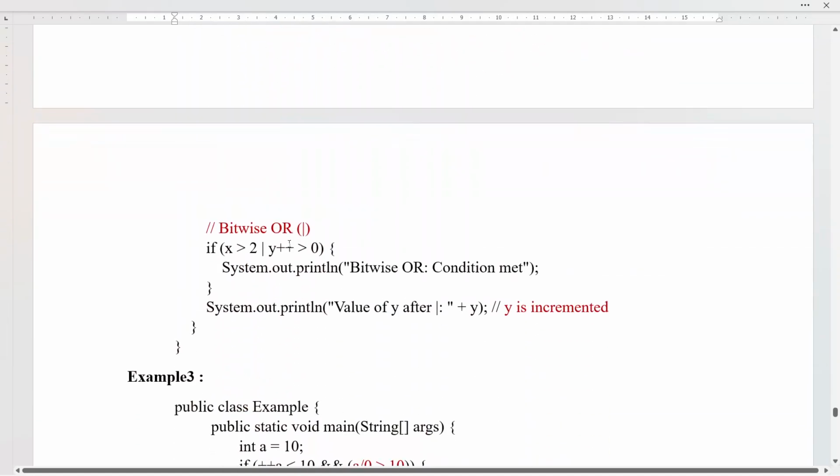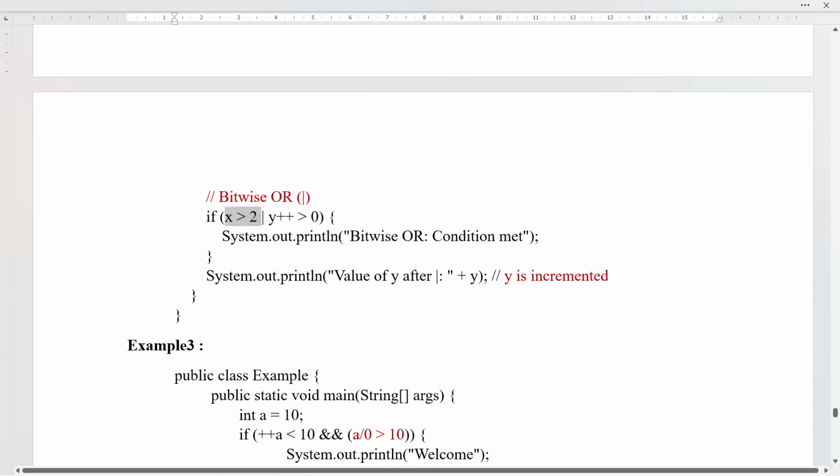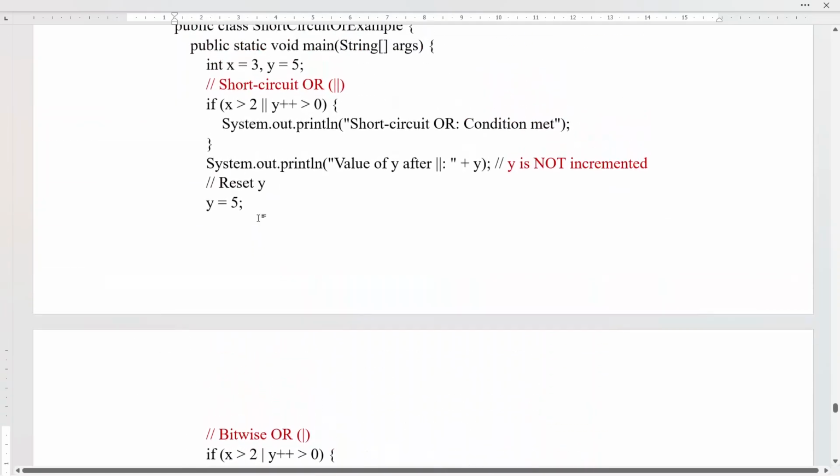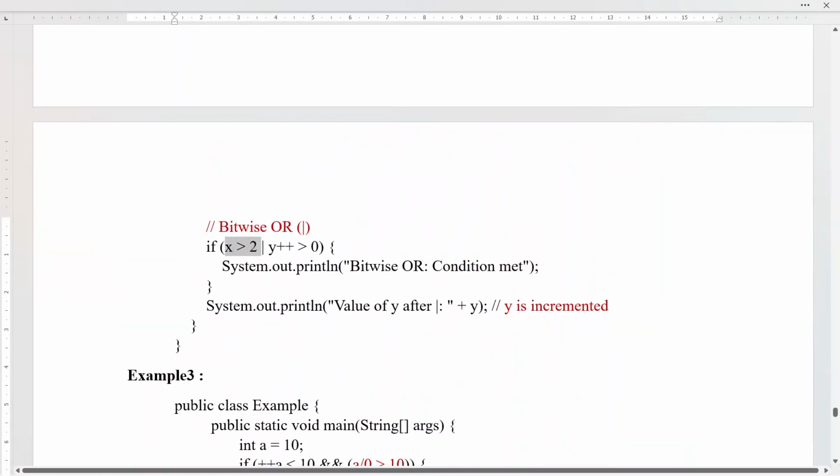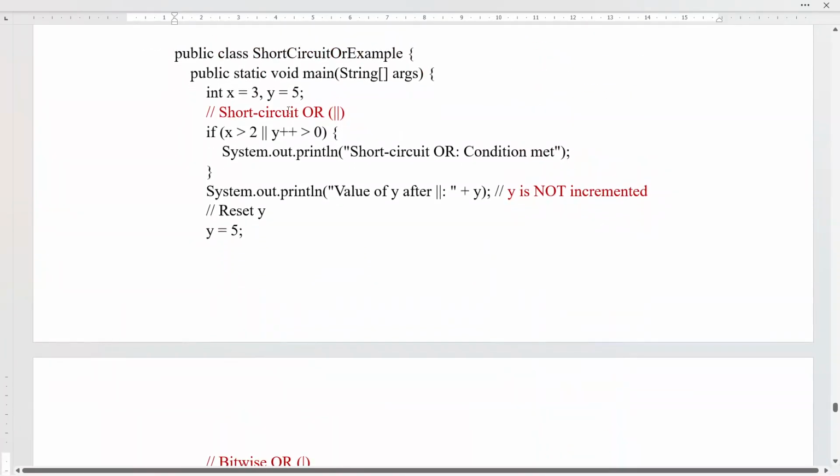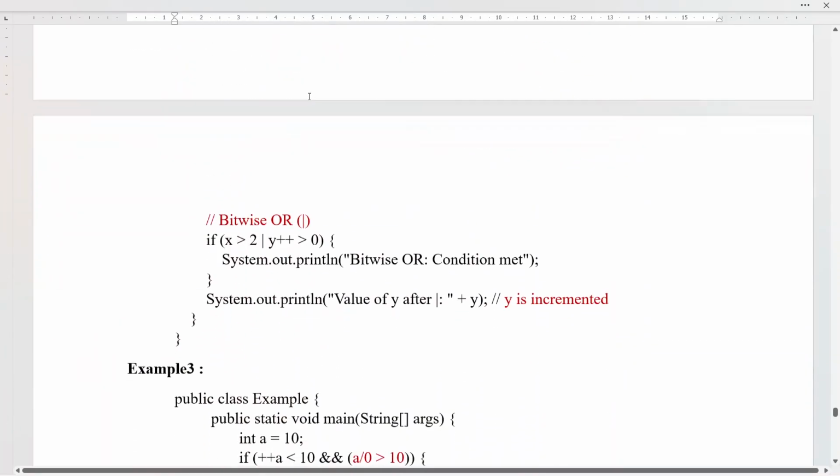But in the case of bitwise OR, x is greater than 2, that is, our x value is 3, so argument 1 is true. Although argument 1 is true, argument 2 is also executed. y++ is executed, so the y value is increased by 1. The body of the if is executed, and the value of y after bitwise OR is 6 because the value of y is incremented here.